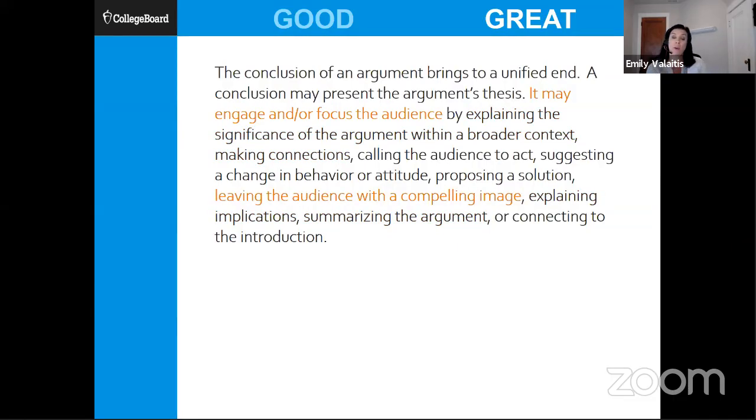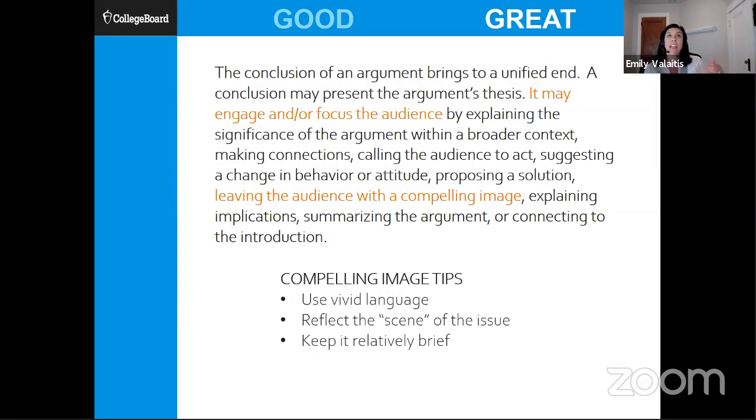All right, another way you could go about taking a good conclusion into that great realm is to leave the audience with a compelling image. And to do this, think about the writer's imagery that you're studying for rhetorical analysis. Imagery will have very vivid language. It will address all of the senses, sight, sound, smell, etc., and it's meant to appeal to pathos. So think about what you've been studying, and how you could do it yourself in the conclusion. Really try to set the scene of the issue itself. Again, try to keep it brief though. You don't want it to overtake the ideas of the essay.